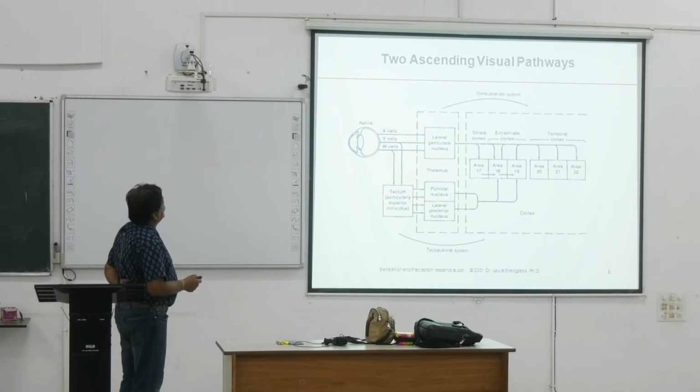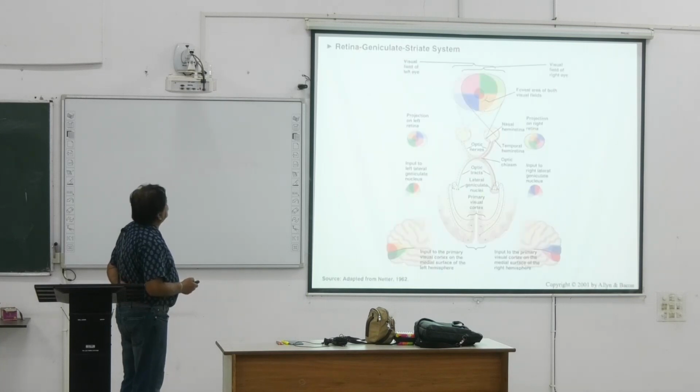These are the two ascending pathways. You chart, flow sheet. Now, retinogeniculate system.